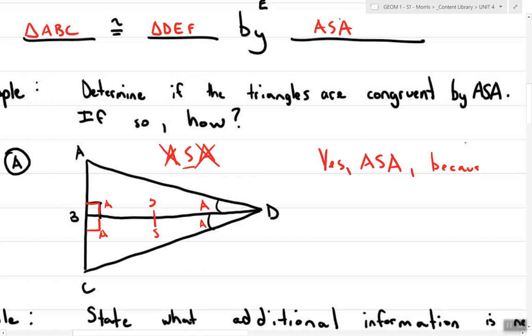because BD is congruent to BD by the reflexive property of congruence.